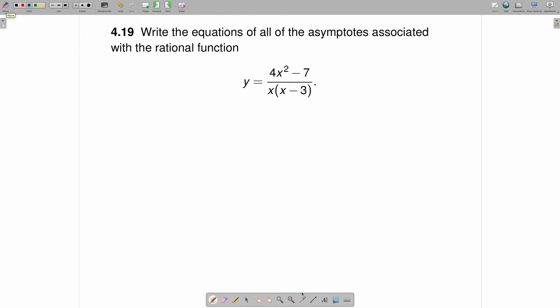Write the equations of all of the asymptotes associated with the rational function y equals f of x equals (4x squared minus 7) divided by x times (x minus 3). Now, what makes this a rational function is that the numerator is a polynomial and the denominator is a polynomial.